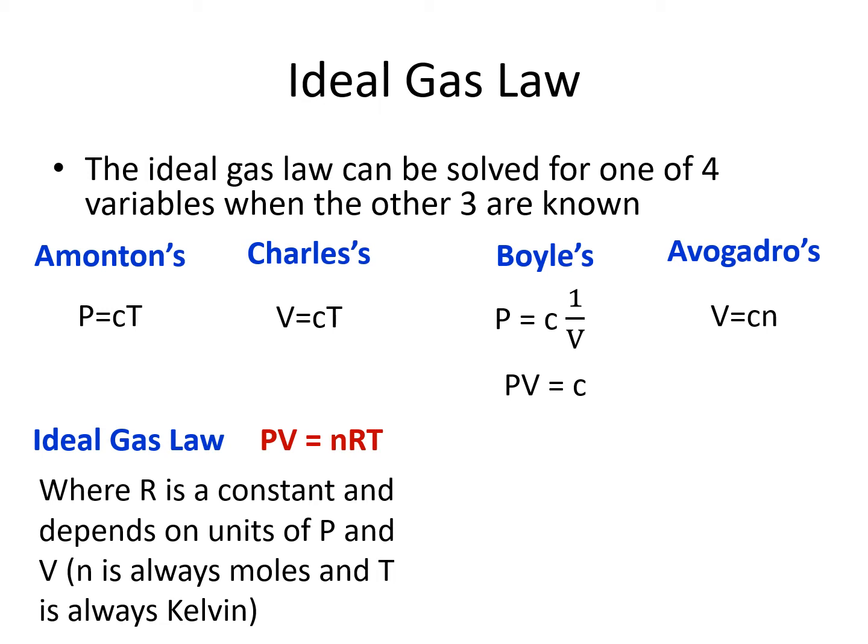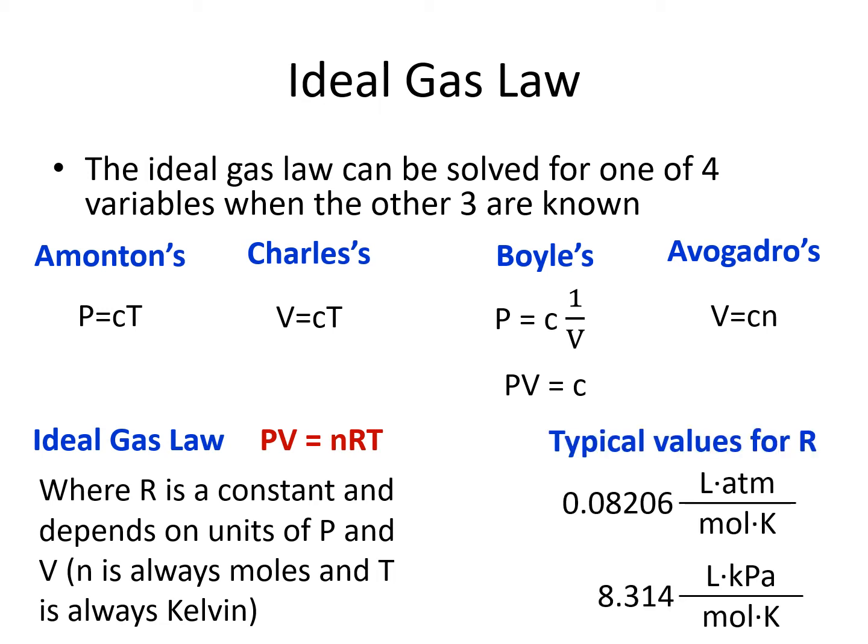The ideal gas law constant is going to depend on which units we use for pressure and volume. Remember, moles is always moles, and temperature is always Kelvin in our gas laws, but the pressure and volume could be some different units. Here are a couple typical values for R. If we're using liters for our volume and atmospheres for our pressure, then we can use the value 0.08206, and the unit for R would be liters atmospheres per mole Kelvin.